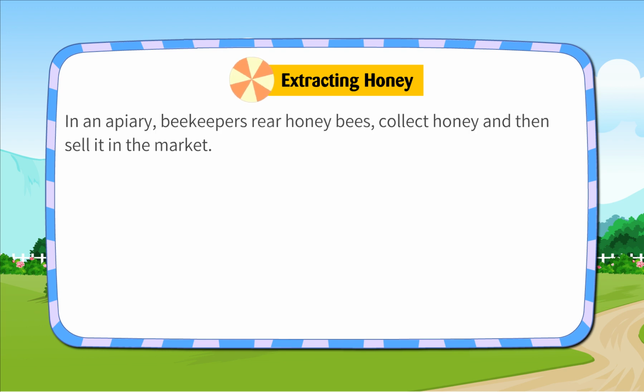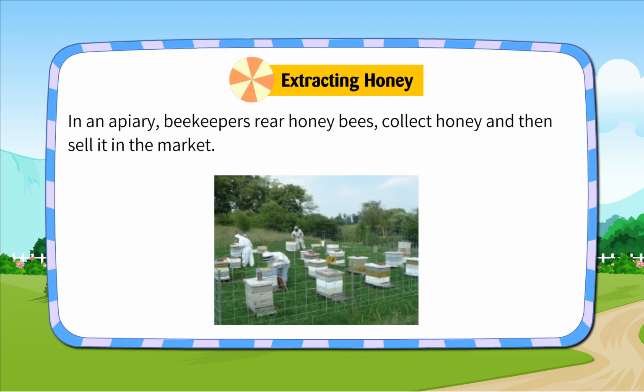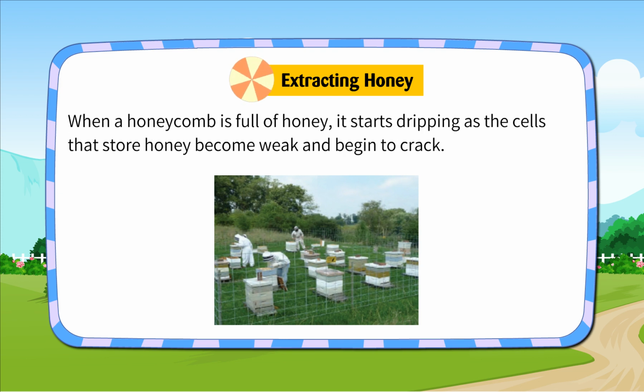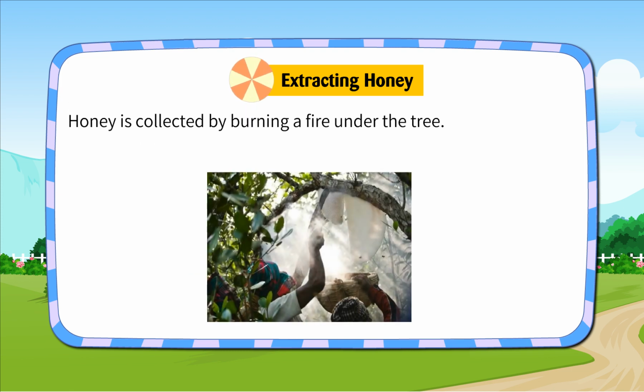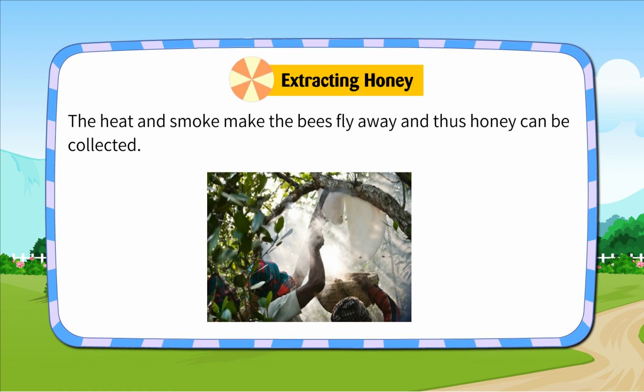Extracting honey. In an apiary, beekeepers rear honey bees, collect honey, and then sell it in the market. When a honeycomb is full of honey, it starts dripping as the cells that store honey become weak and begin to crack. The beekeeper then knows it is the time to extract the honey from it. Honey is collected by burning a fire under the tree. The heat and smoke make the bees fly away, and thus honey can be collected.